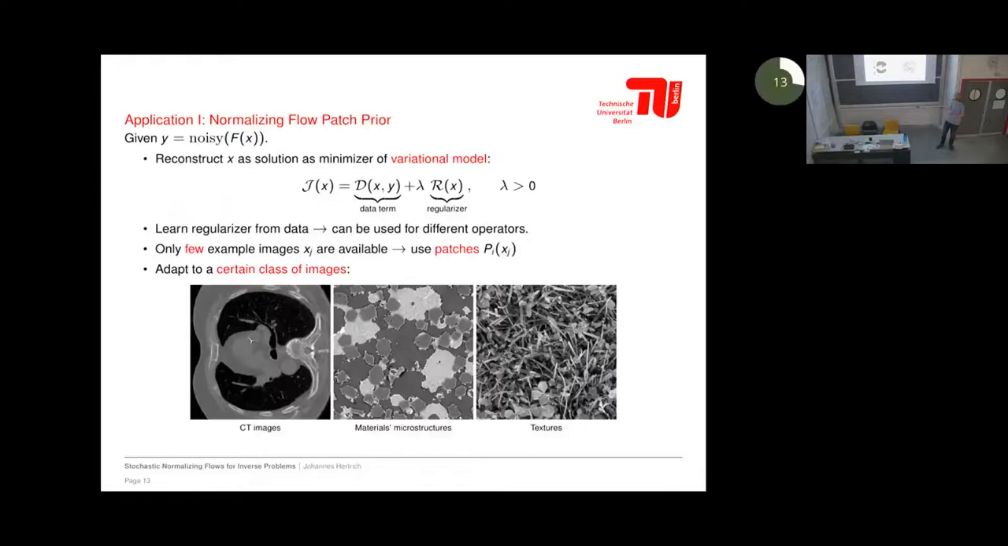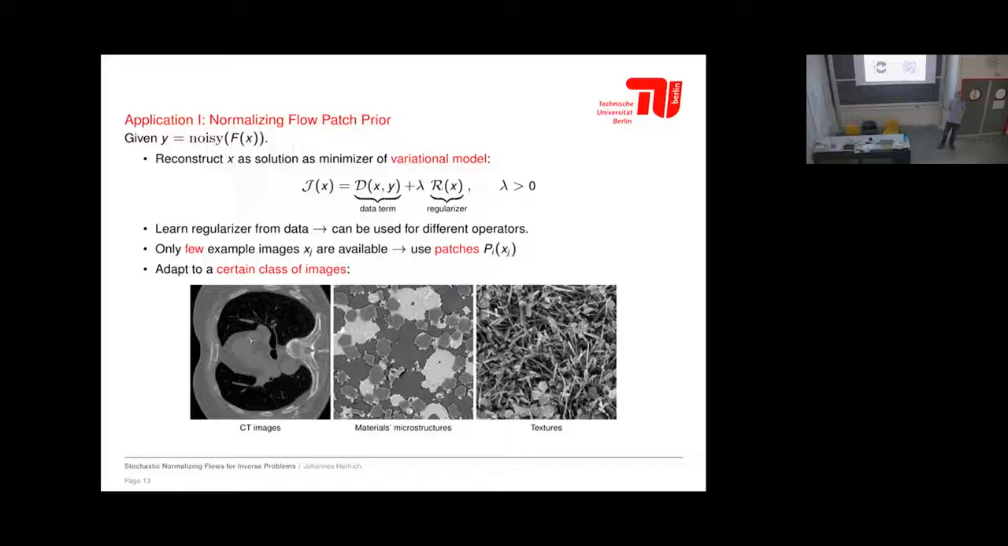And for this, we first of all forget the Bayesian setting and say we have one observation y, which is generated by one ground truth, which is put in the forward operator and corrupted by some noise. And one classic way to reconstruct the ground truth now is to use a variational model where we have a data term and a regularizer, where the data term says that our reconstruction has to fit to our observation. The regularizer has to say that our images look realistic.